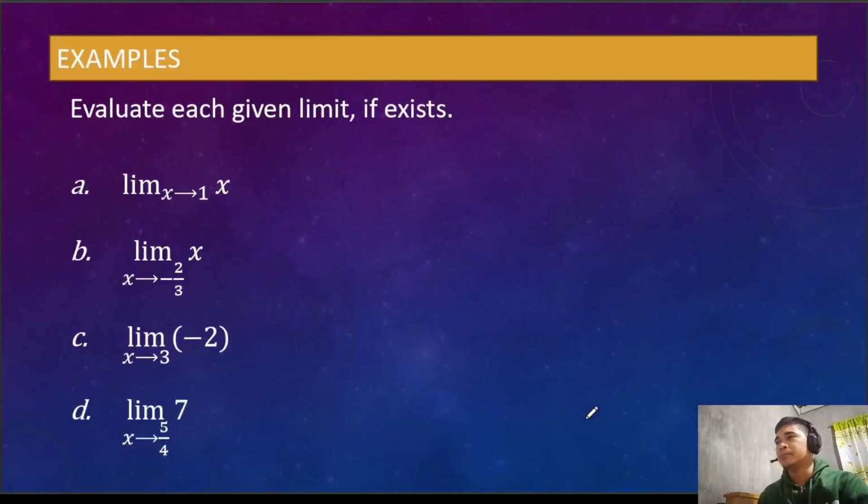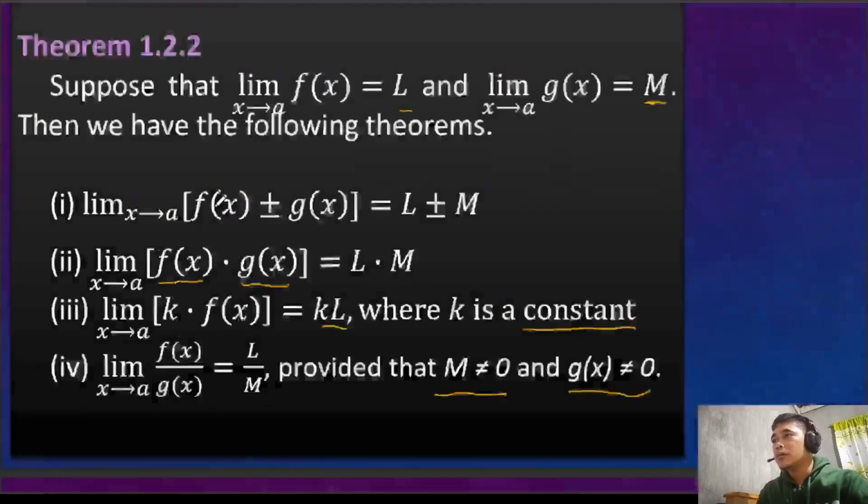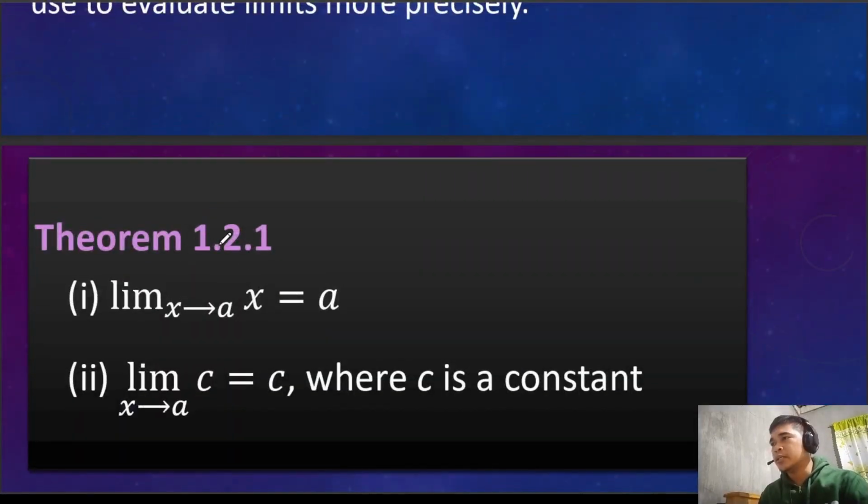Now, let's apply. So, atong i-apply ang theorem 1.2.1 and 1.2.2. For letter A, we have limit of x as x approaches 1. So according to the first theorem, the limit of a variable is equal to a. So the answer here is 1. Why? Because our a is 1. So the answer for letter A, limit of x as x approaches 1, is 1. Applying theorem, ano yung theorem? Theorem 1.2.1 number 1.